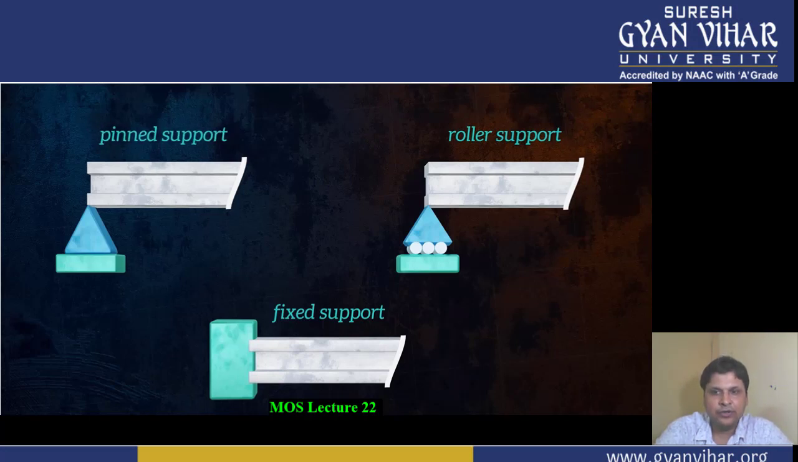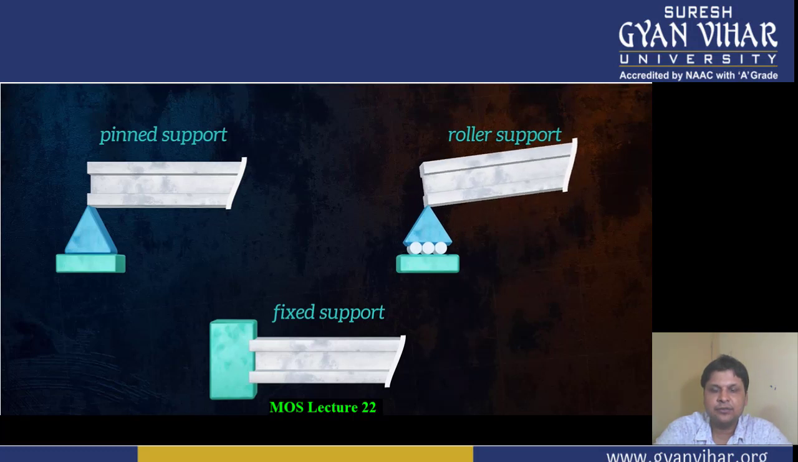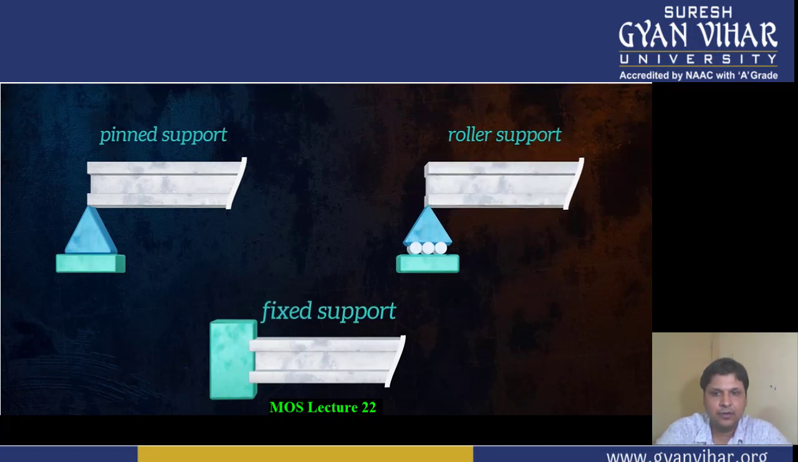Pinned supports prevent horizontal and vertical displacement but allow rotation. Roller supports prevent vertical displacement but allow horizontal displacement and rotation. Fixed supports prevent all displacements and rotation.